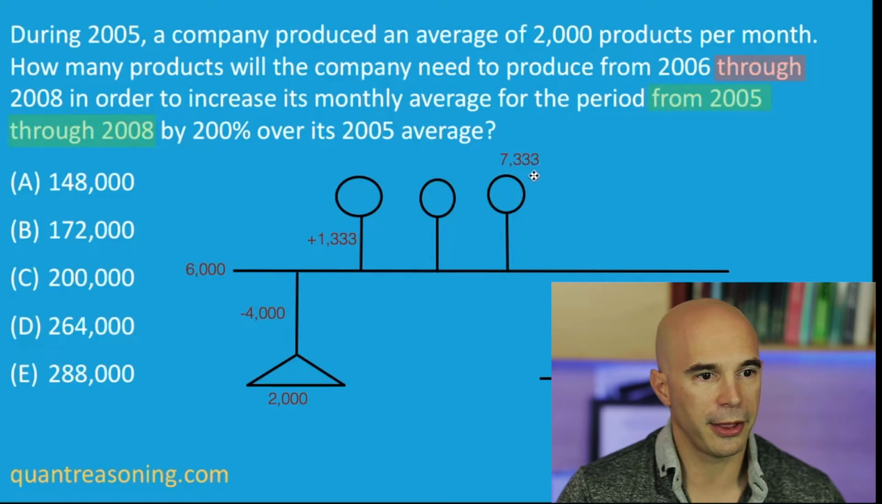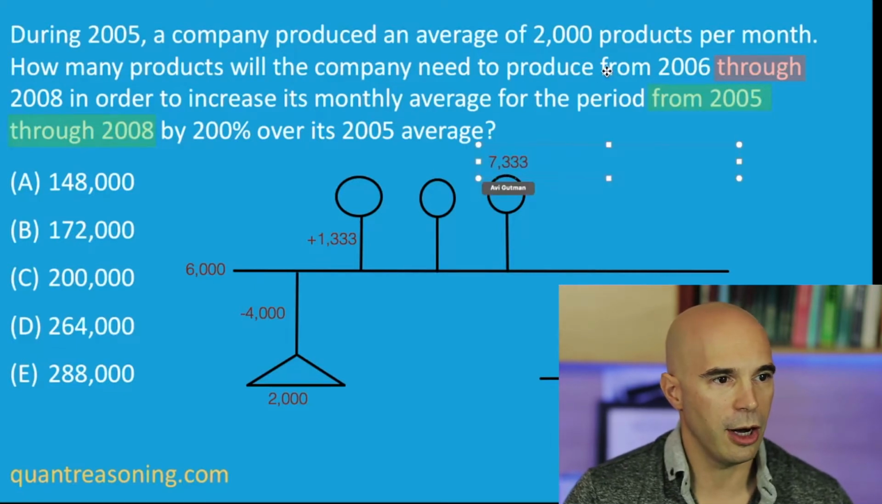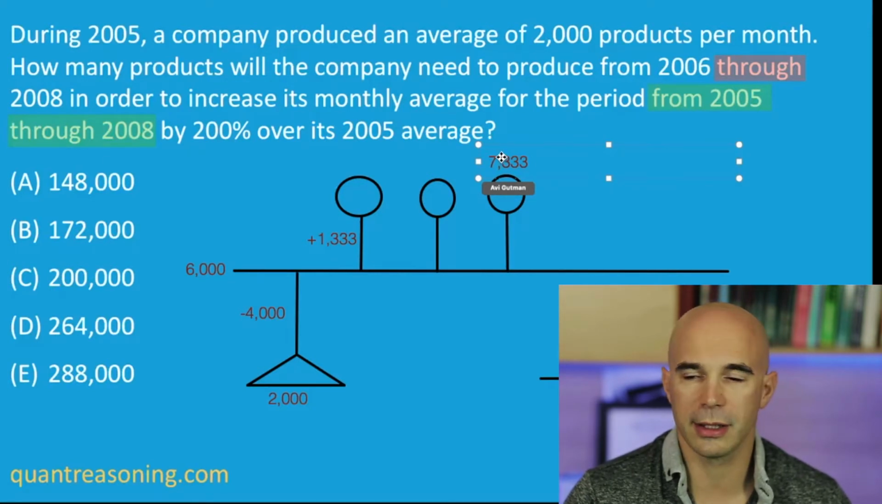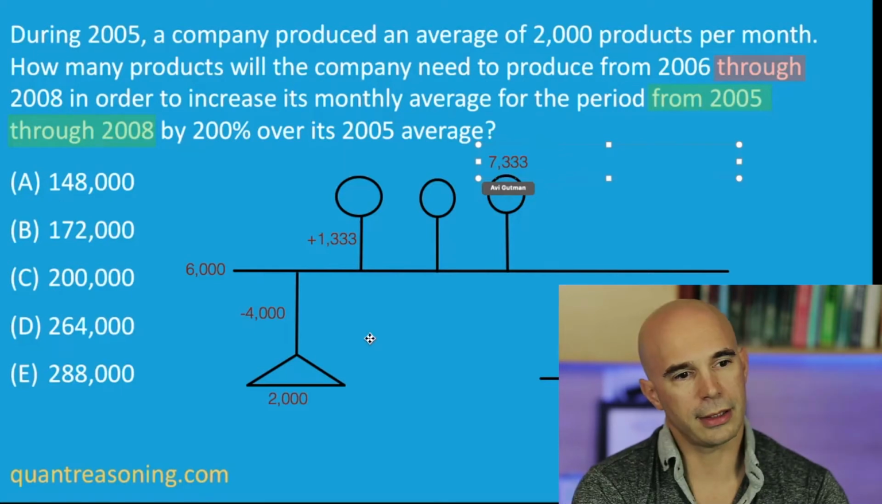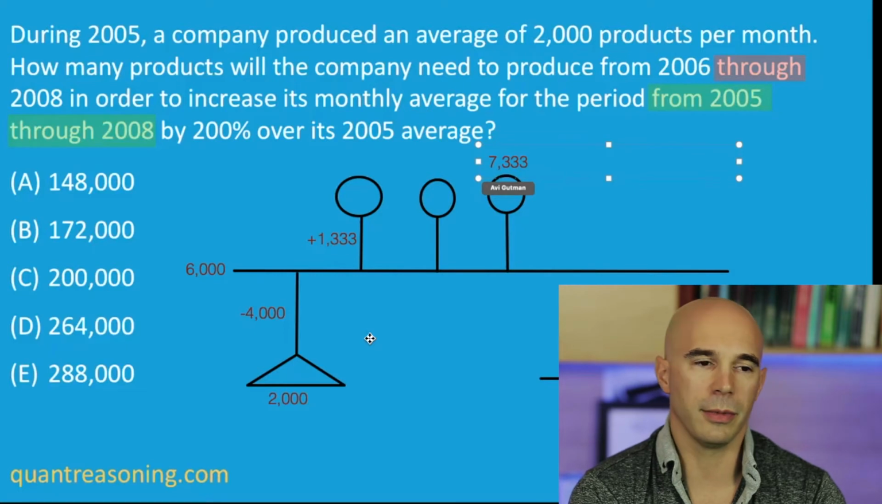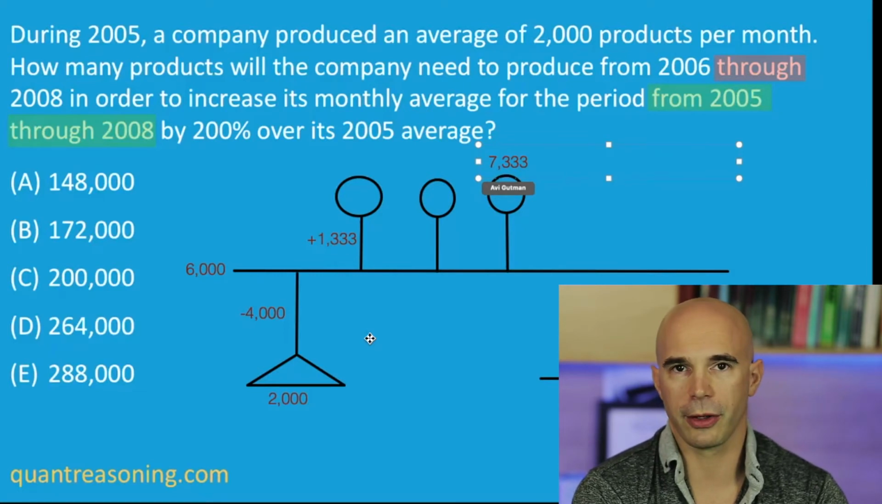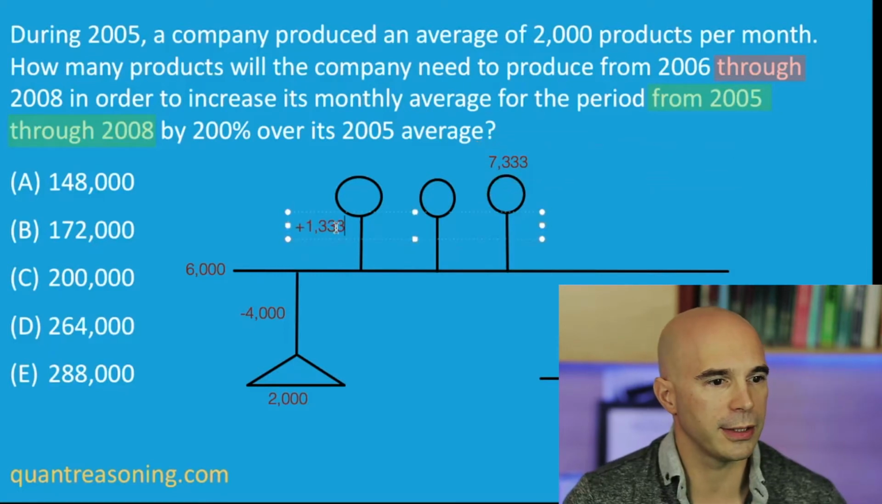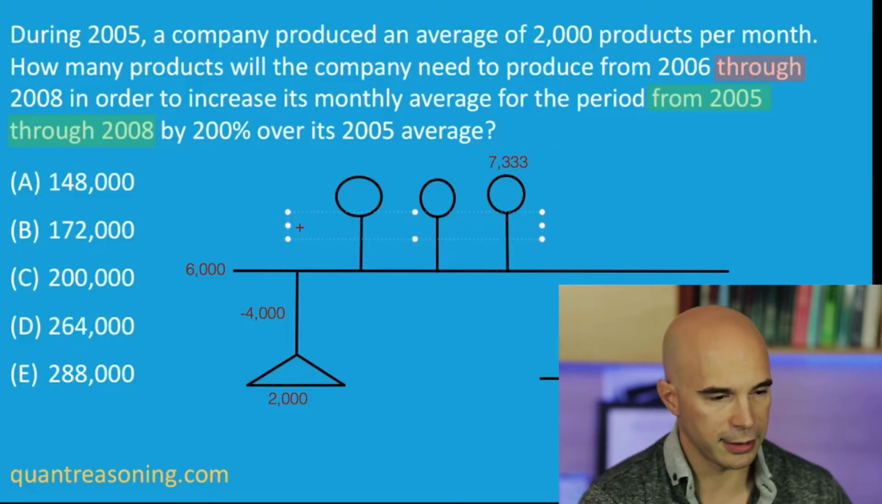And remember, that's monthly. Now, the question wanted to know how many products the company will need to produce in the entire 36 months. So I have to multiply this number by 36 to get the answer. Any thoughts about what we could do differently to not have to multiply 7,333 by 36? Are you suggesting that maybe I should keep this as a fraction?